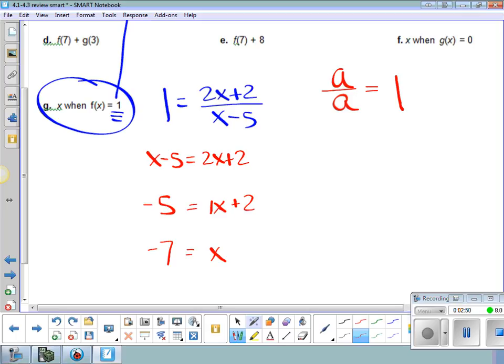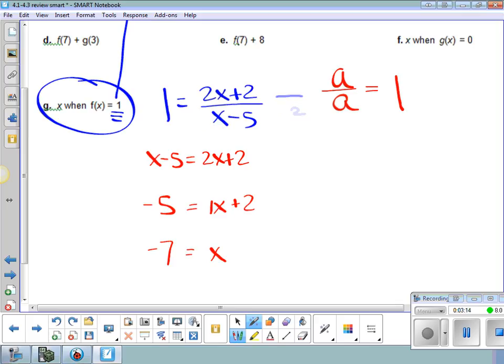And if you go ahead and plug negative 7 back in, it does work. Negative 7 times 2 is negative 14, plus 2 is negative 12 on top. If you put negative 7 on the bottom, minus 5 is negative 12. What's negative 12 divided by negative 12? 1. Okay?